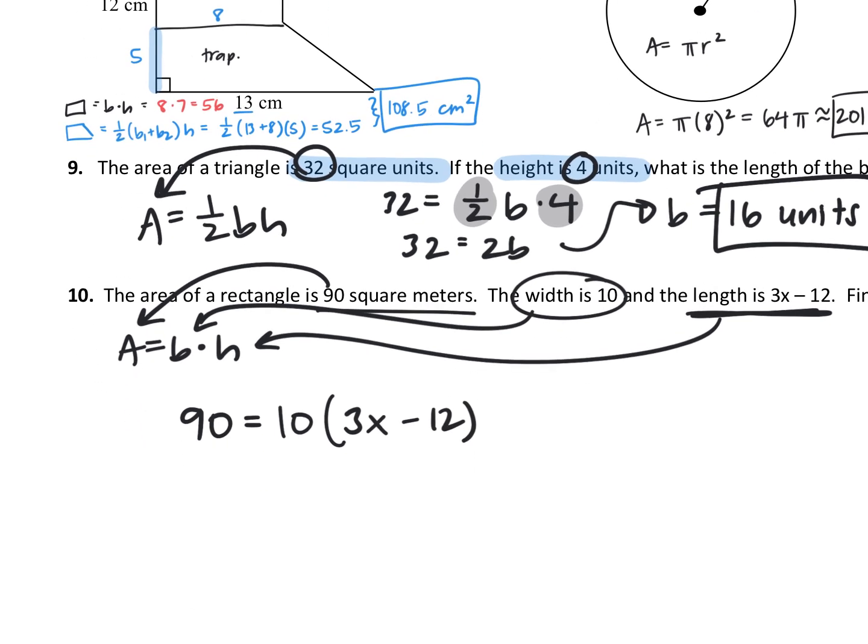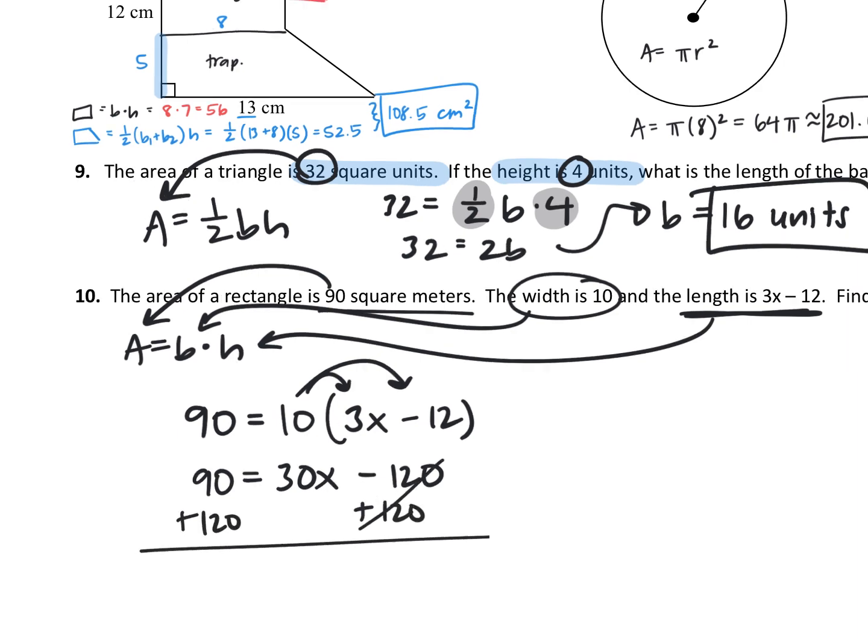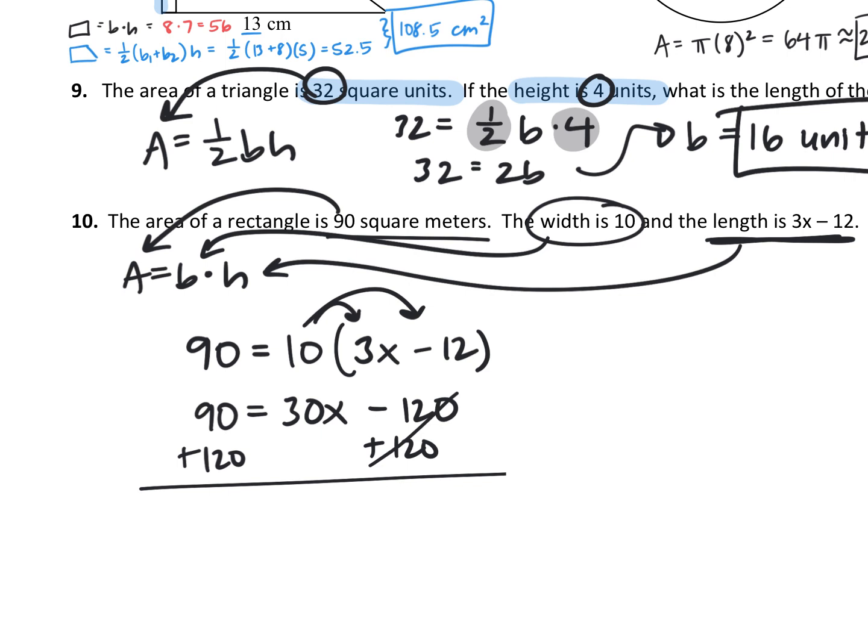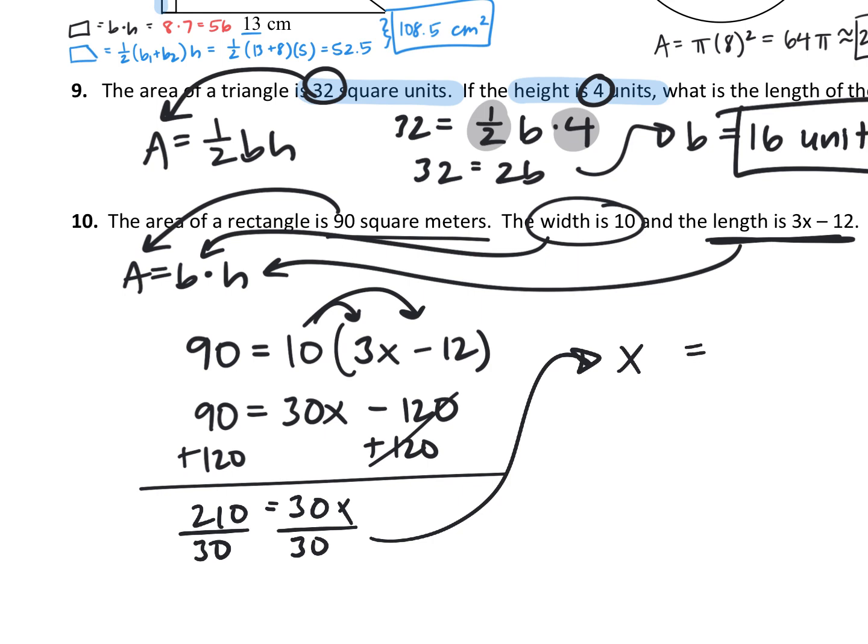And now we just got to do a little basic algebra here. So I'm going to distribute that 10. And I would get 30x minus 120. I can add 120 to both sides. So I get 210 equals 30x, divided by 30. And we get that x equals 7. And specifically 7 meters.